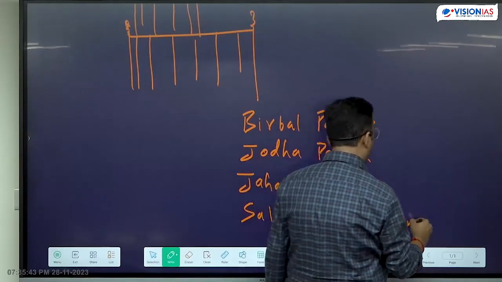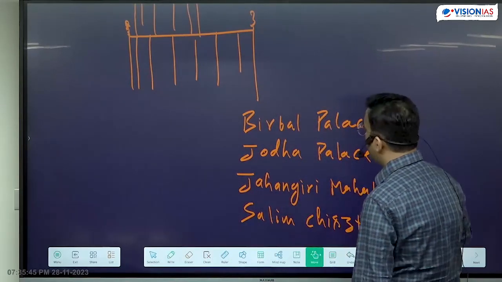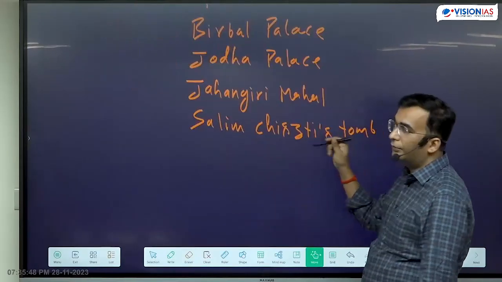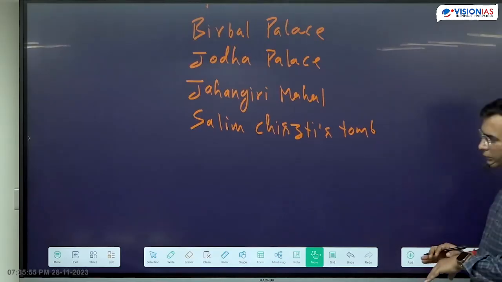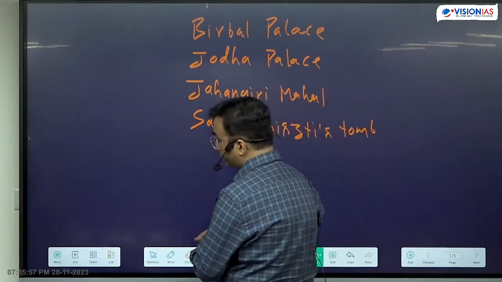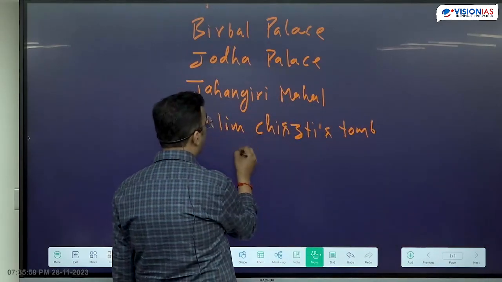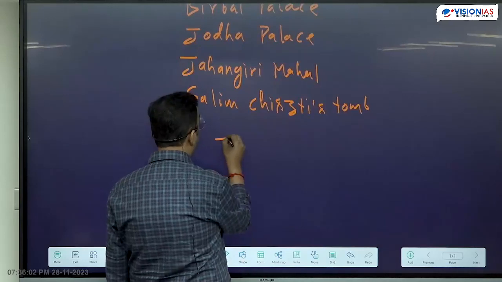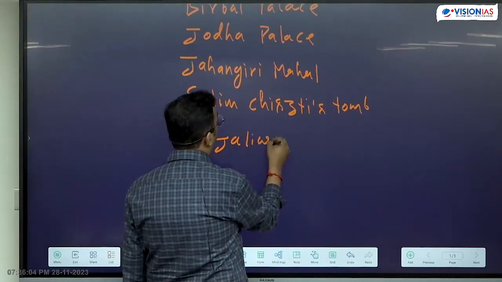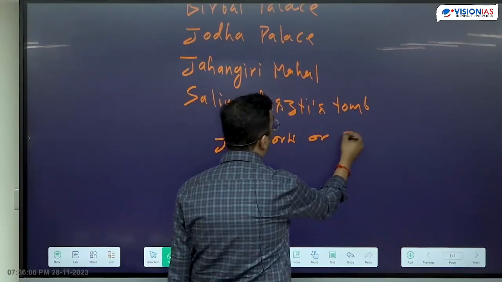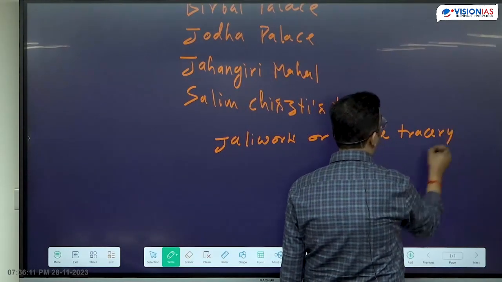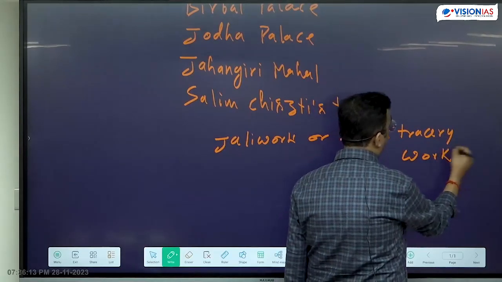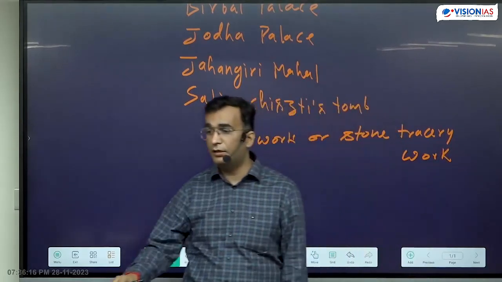Then in Salim Chisti's tomb, you mention further that it was the best example of jali work or stone tracery work.